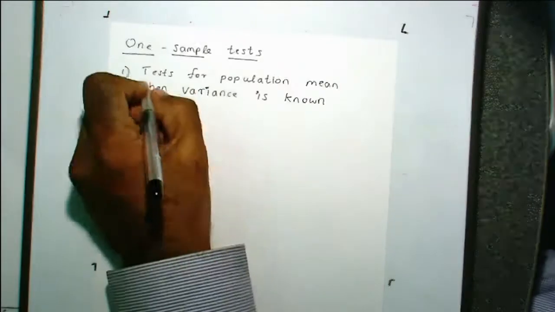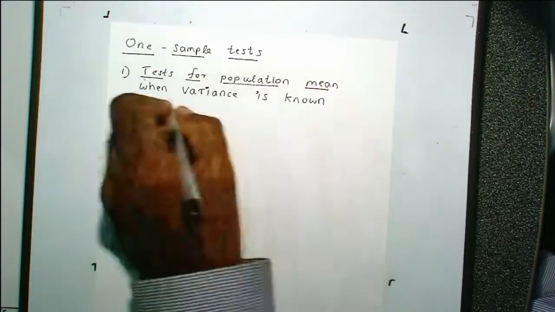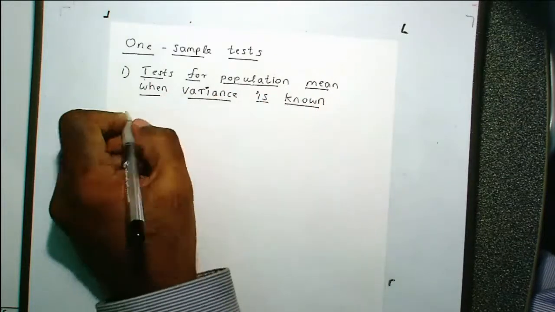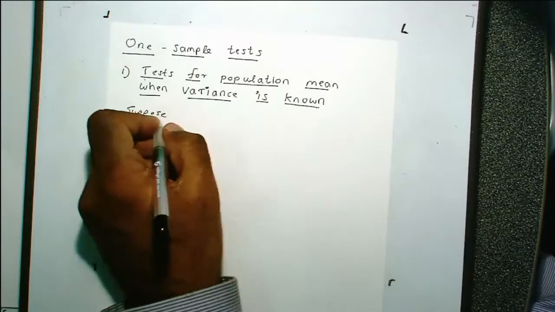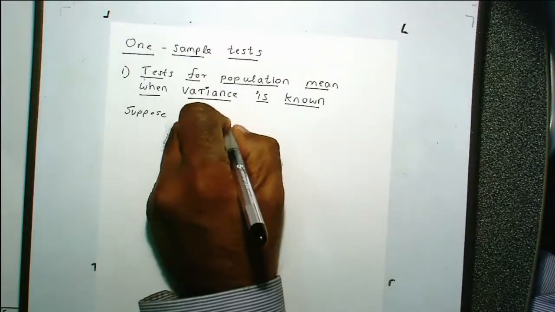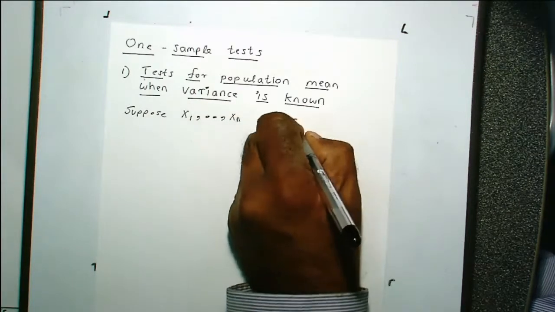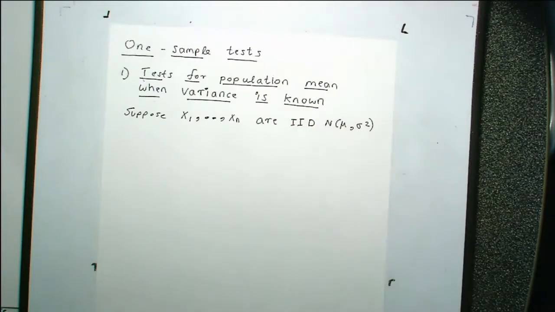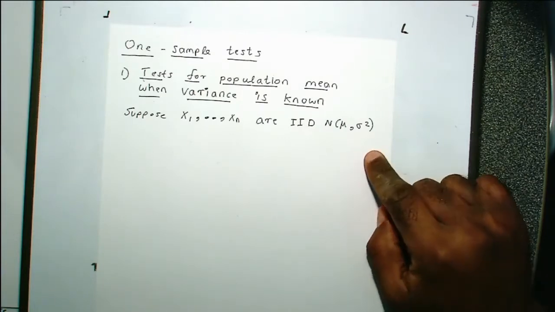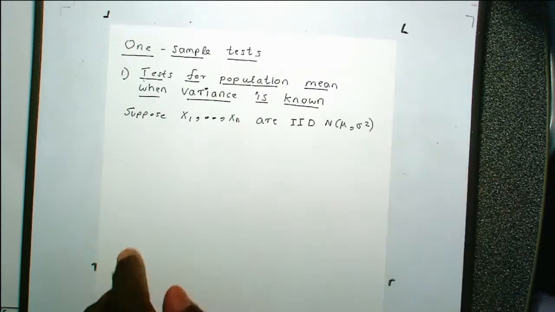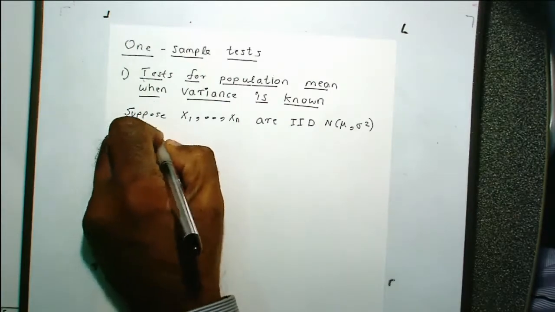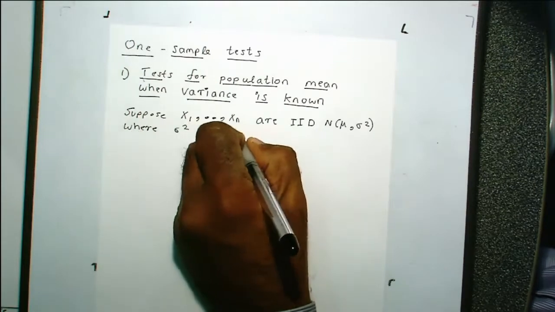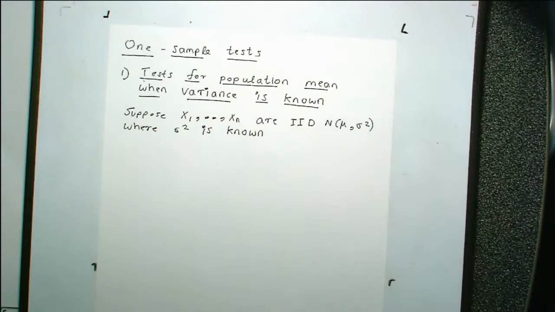All right, the first test I'm going to talk about is testing for population mean when the variance is known. So I will suppose that you have a random sample from a normal distribution. Mu is the population mean, sigma squared is the population variance, and we are assuming that the population variance is known. So I'm going to show you some tests of hypothesis.